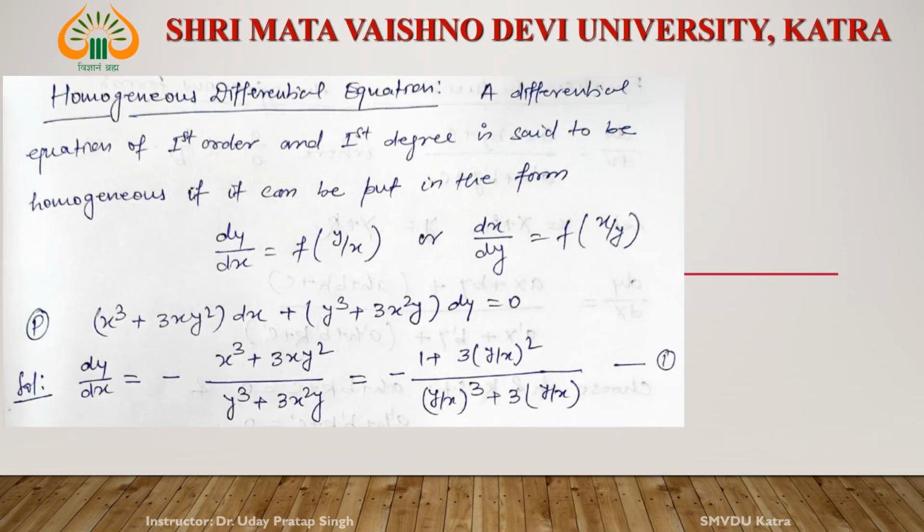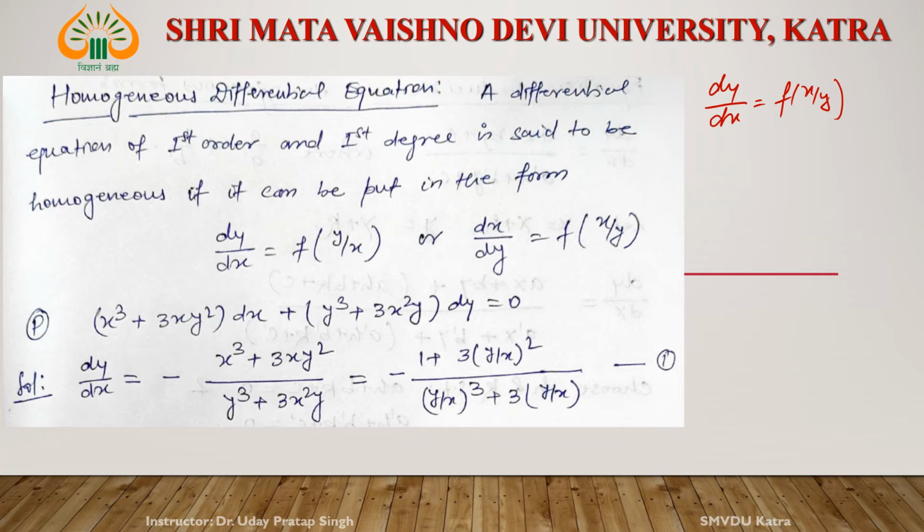Now come to the second topic. What is a homogeneous differential equation? If we are talking about first order and first degree, a first order first degree differential equation is said to be homogeneous if it can be written in the form dy by dx is equal to function of x by y.